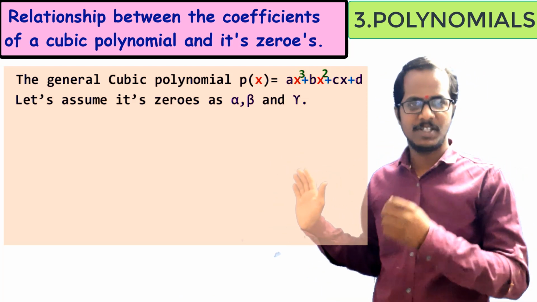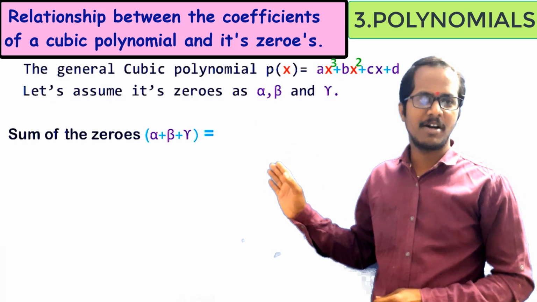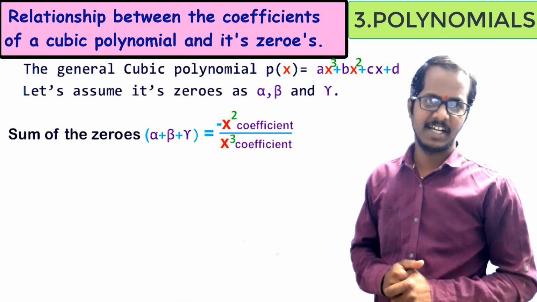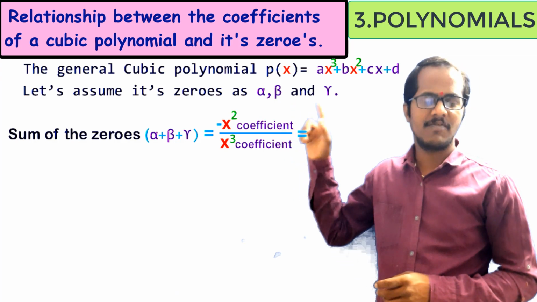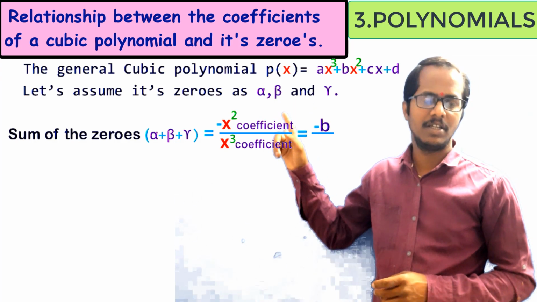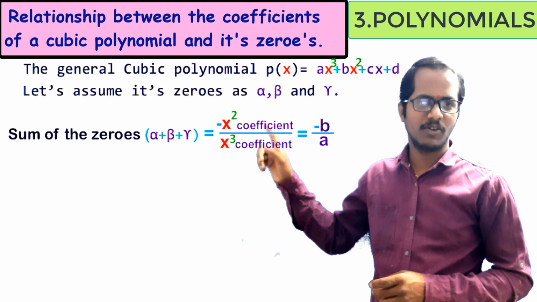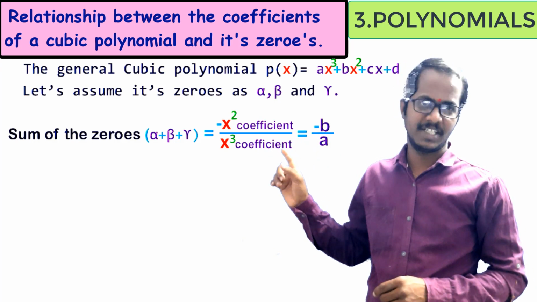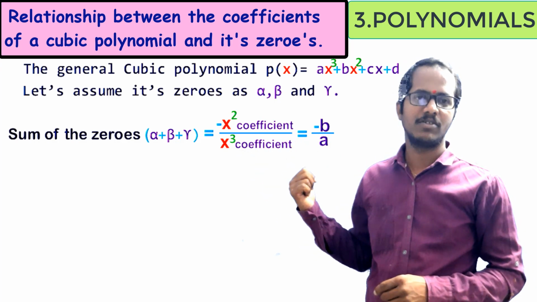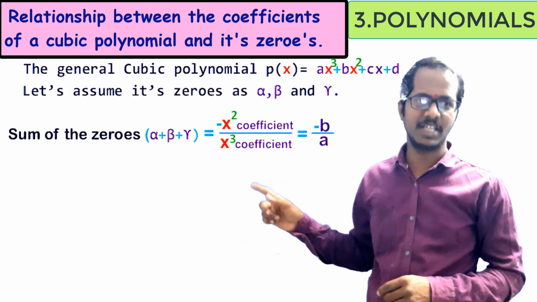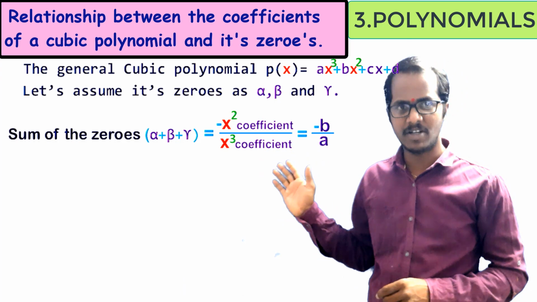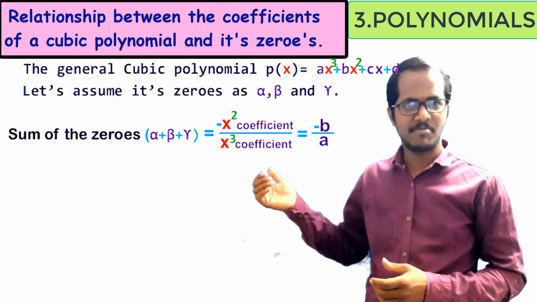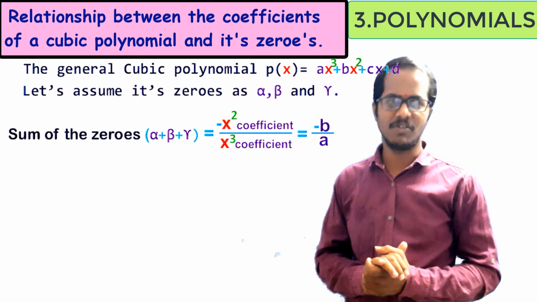Then the sum of the zeros, that is alpha plus beta plus gamma, can be written as minus x square coefficient by x cube coefficient. And here x square coefficient, if you observe in the general form of cubic polynomial, is b. So we can write this using coefficients as minus b by a. So minus x square coefficient can be written as minus b, and x cube coefficient can be written as a. So we get minus b by a. So that means the sum of the zeros of a cubic polynomial is minus b by a, or we can say minus x square coefficient by x cube coefficient.